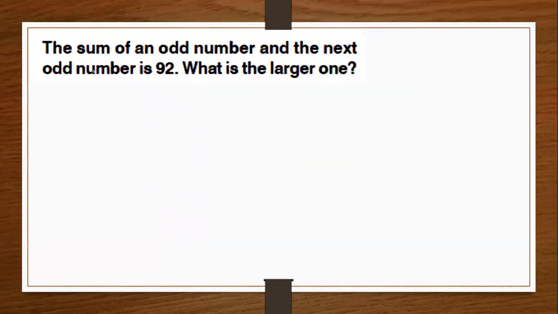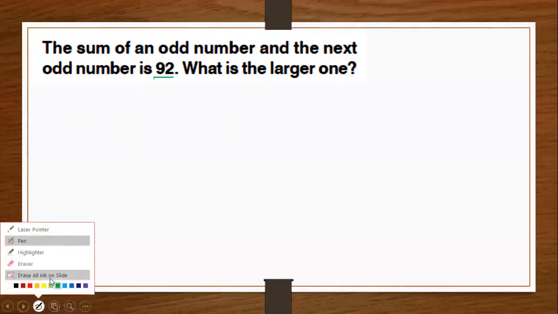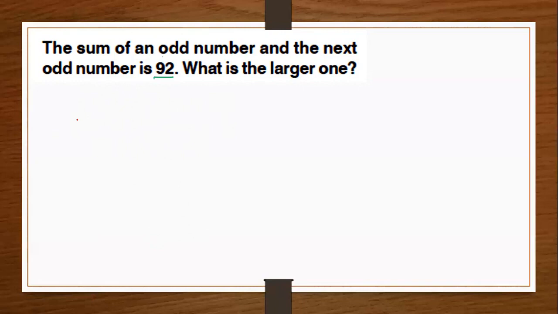And for the next one, the sum of an odd number and the next odd number is 92. So that means two consecutive numbers, because see, odd number and the next odd number, in other words, two consecutive odd numbers. Then what is the larger number? What I said for the first one, you don't need to say a. By the way, let's say x now, and the next one is going to be x plus 2.